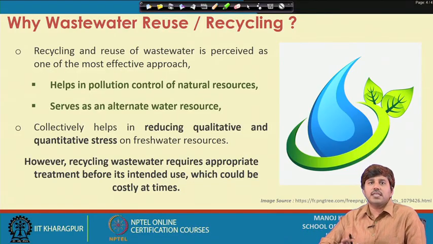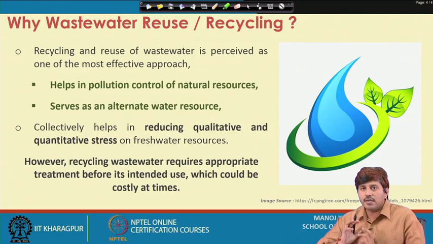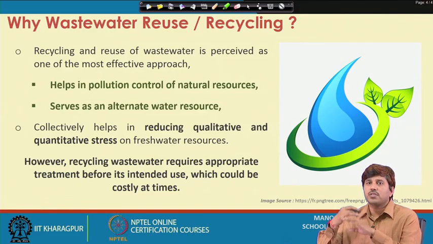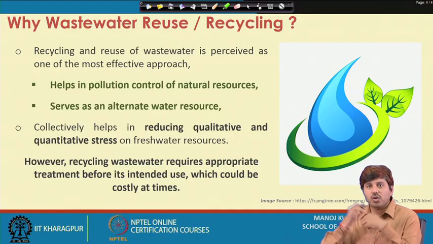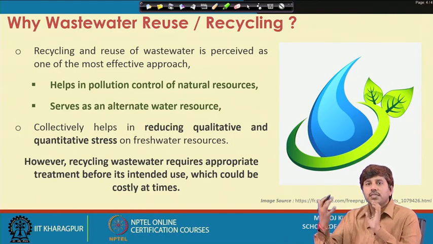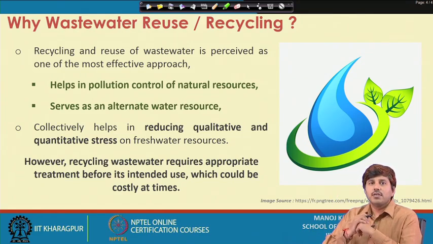So, that way there is a collective help in reducing qualitative as well as quantitative stress on the freshwater resources. Qualitative stress, because we are not loading the pollutants in nature, so the quality of the natural water resources will improve, and quantitative because we will be abstracting less water from those resources, as some of the demands could be fulfilled from this recycled water. So, that way there is a reduction in the quantitative stress as well.